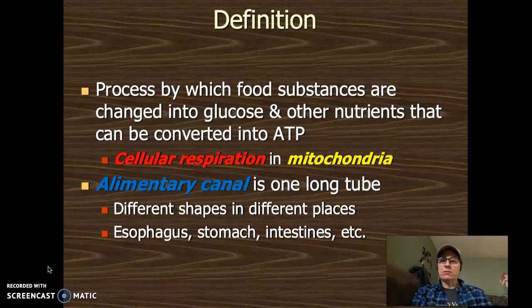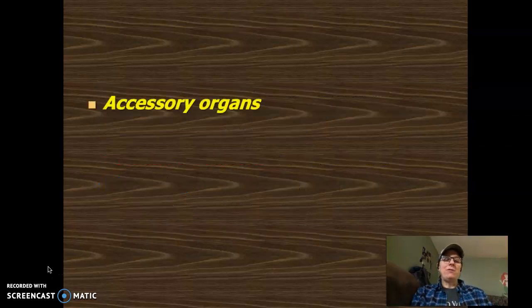And so you know that. That's something that is already in your memory banks. So that's the alimentary canal. That's the part that food actually goes through. You then have something called accessory organs.